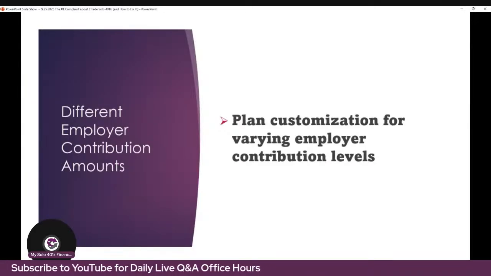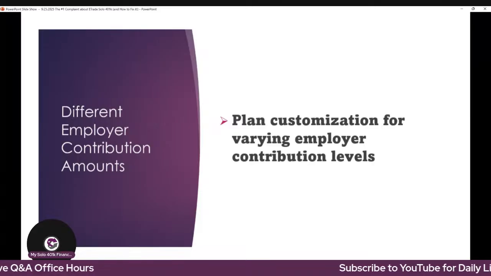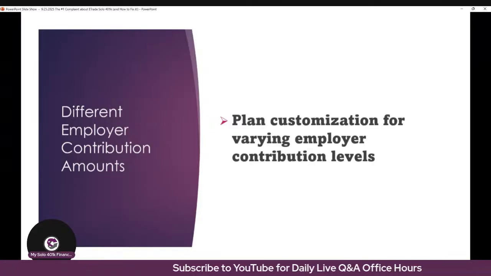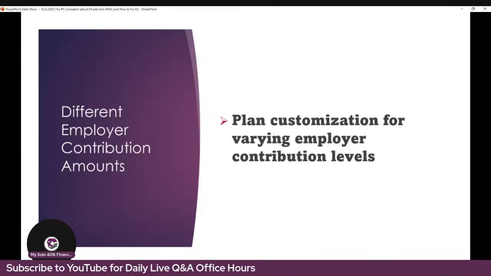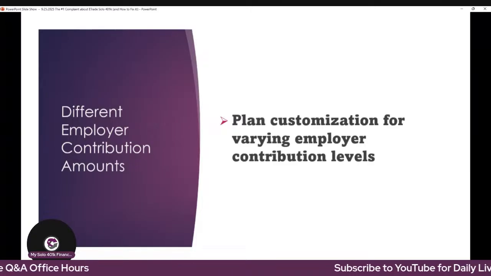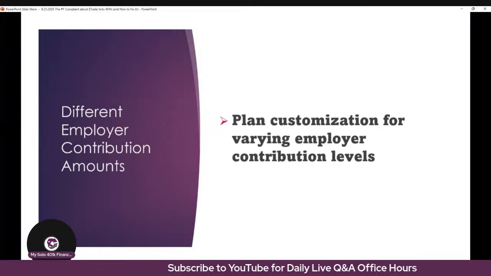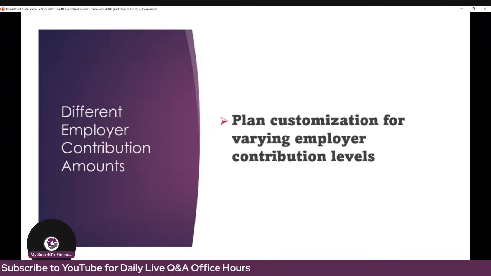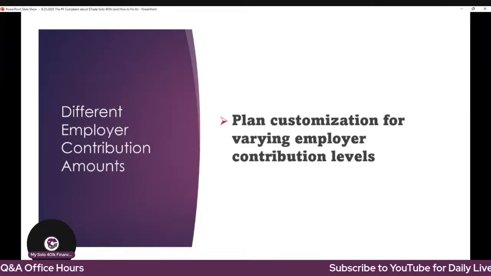Different employer contribution amounts. Another important feature is the ability to customize. In other words, to vary employer contribution levels between participants. So even though a solo 401k plan is considered to be technically a one participant plan, there are exceptions to that one participant rule. One exception is for spouses that are working in the business. So in that case, it's still considered to be a solo 401k, but you might have two participants, for example, two spouses that both work in the business.